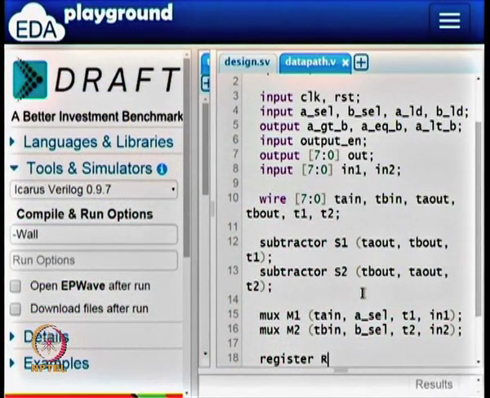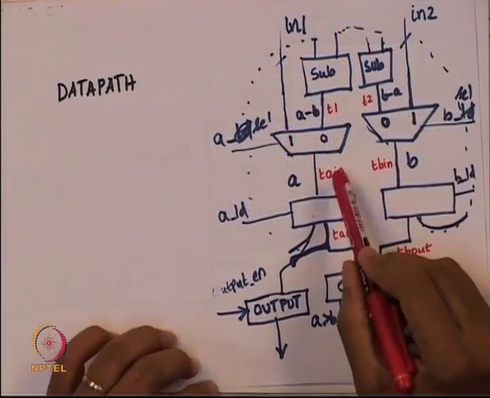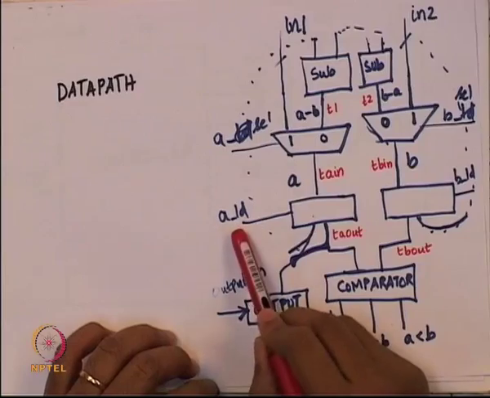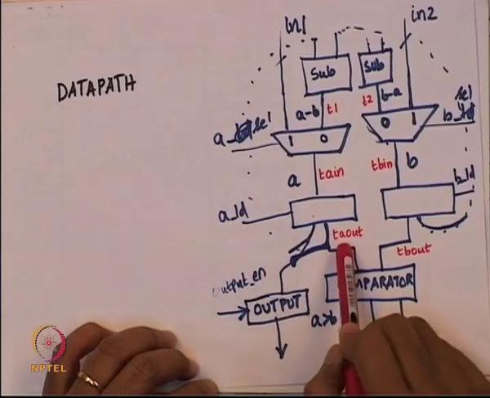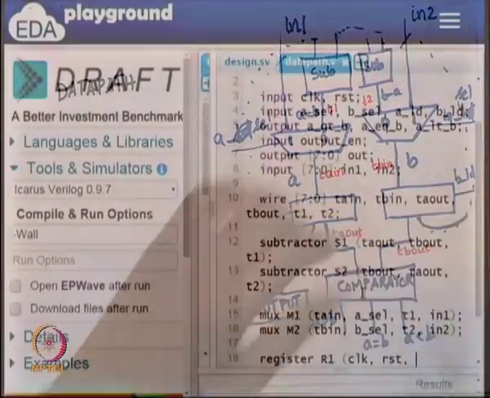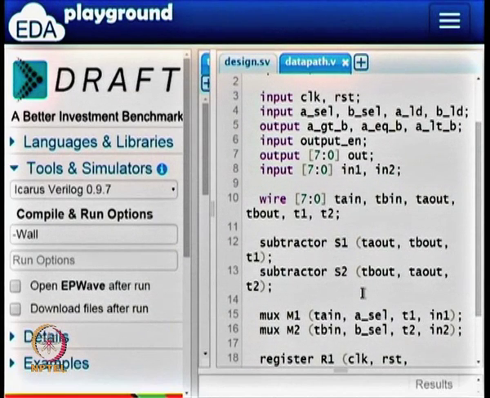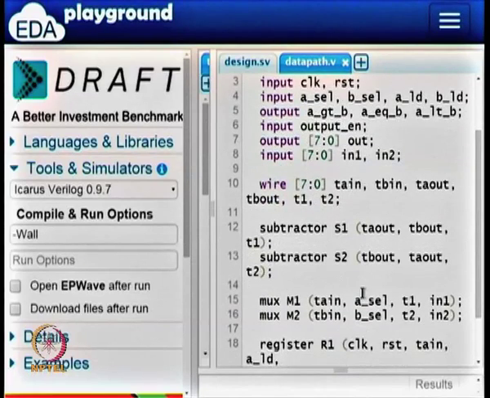So, I have register R1 which is supposed to take clock as an input because it is a sequential circuit, reset as another input. So, clock and reset are given, then it is supposed to take TA in as an input and the load enable as an input and give TA out as an output. So, I will write it in that order: TA in, A load and TA out.